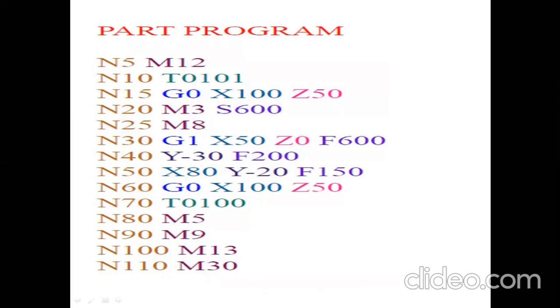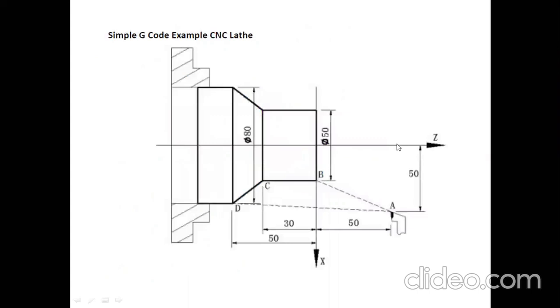N40 and N50. Okay. You have a doubt in two lines, N40 and N50. Now we will see N40 and N50. As I told you, this Y represents. Now go to your figure. In this figure, we have mentioned only two axes. Which two axes?